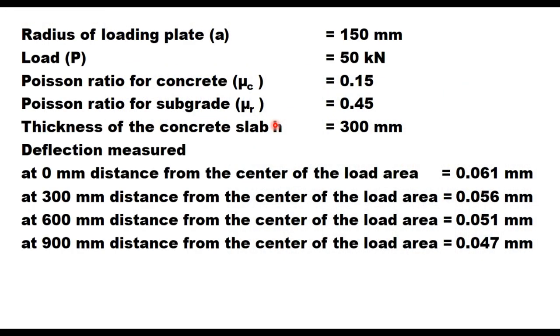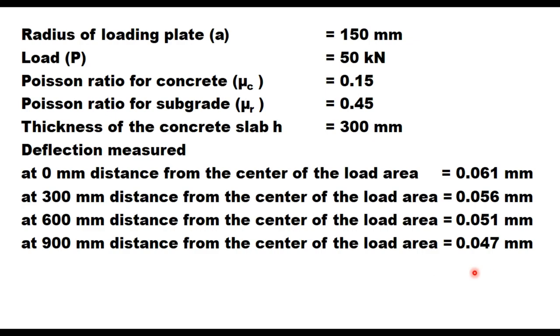Let us say the radius of loading plate is 150 millimeter. Apply a load of 50 kilonewton. Poisson ratio of concrete can be taken as 0.15. Poisson ratio of subgrade can be taken as 0.45. And thickness of concrete slab, let us say 300 millimeter. You drop this load of 50 kilonewton and measure the deflections at 0, 300 millimeter, 600 millimeter and 900 millimeter from the center of the load. And these are the values. Now with these values, you move to the Excel sheet and then find out the strength parameters of the concrete.